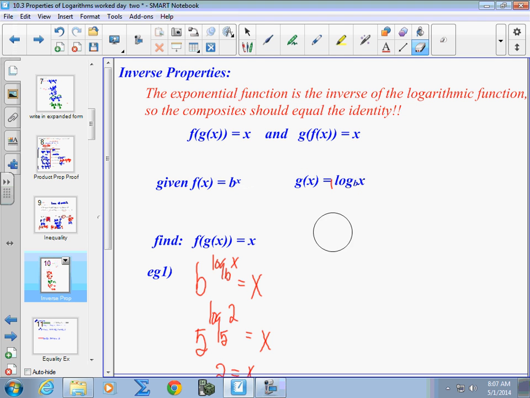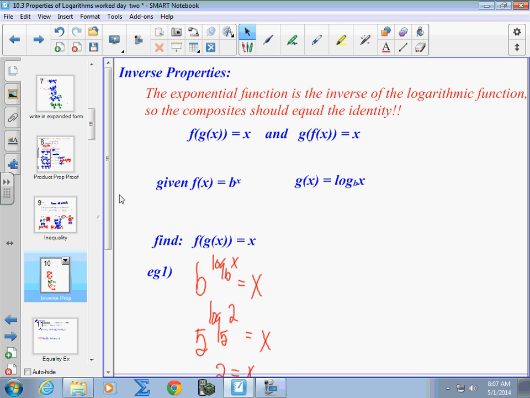Well, let's talk about why these properties come about. The inverse property. The reason I call them the inverse properties is because when you take two functions that are inverses and find the composite, they're equal to the identity. So if we have the function f of x equals b raised to the x power, and the function g of x equal to log base b of x, and you combine these two, what happens?